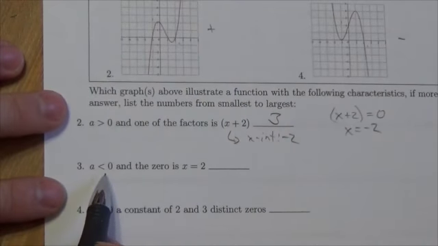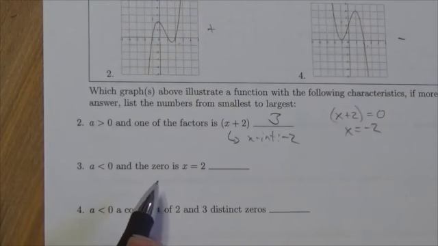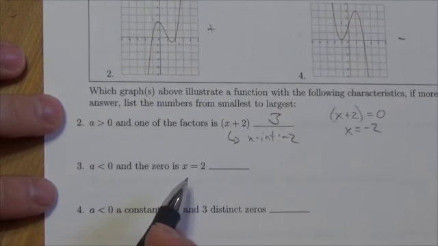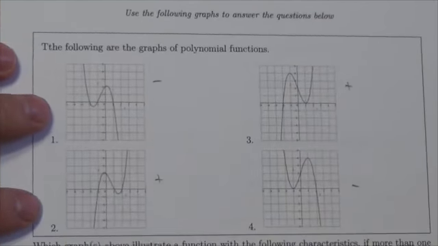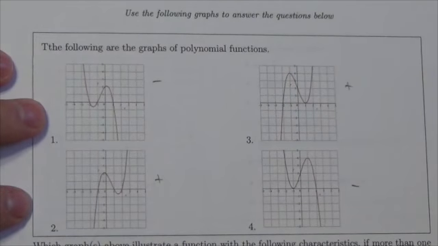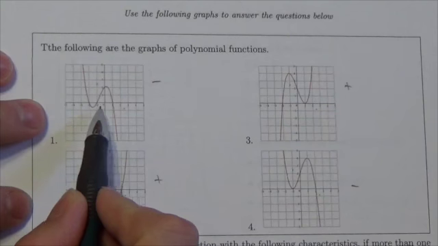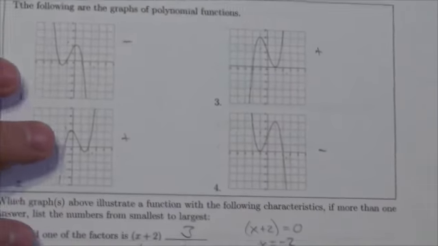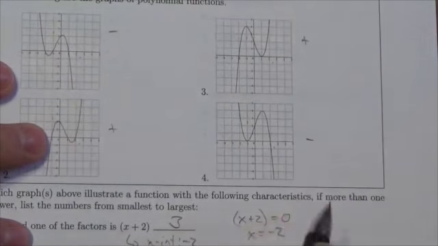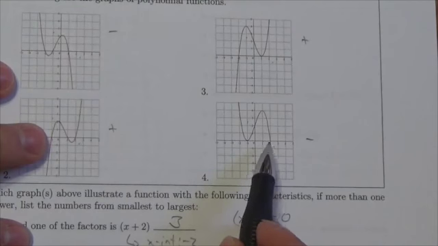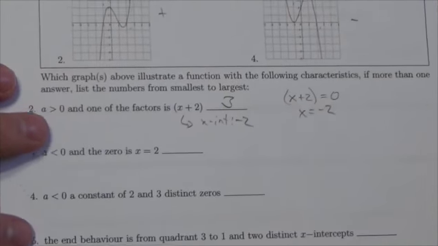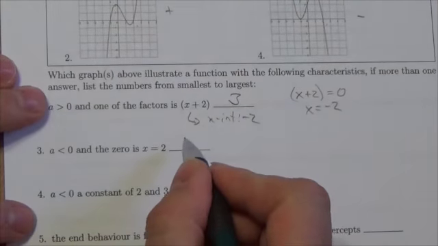Here, a is less than 0, so it's one of the ones going down. And the 0 is x equals 2, positive 2. So this one's going down, this one's going down. This one's got a 0 at negative 2, negative 1, and 1, so it can't be that one. This one's dropping down, and this one does have a 0 at positive 2, so the answer to this question is graph 4.